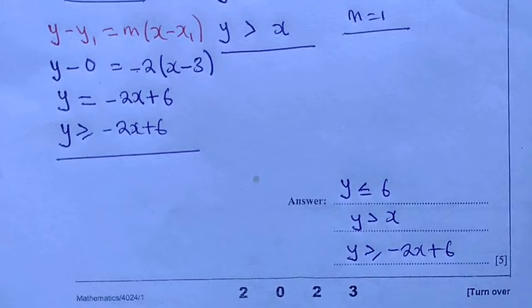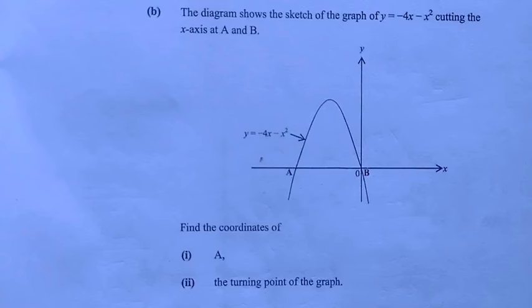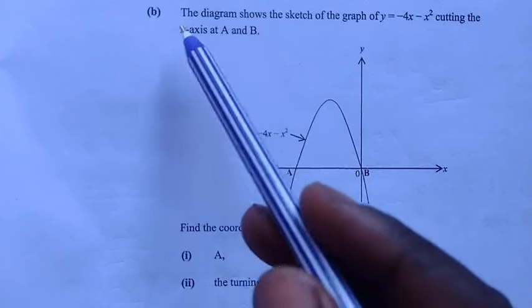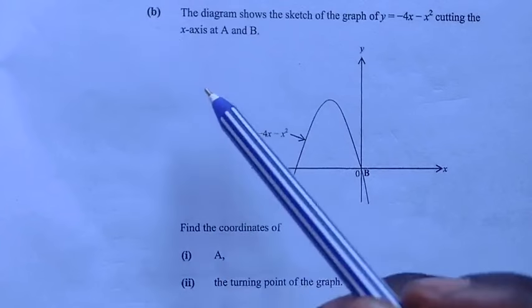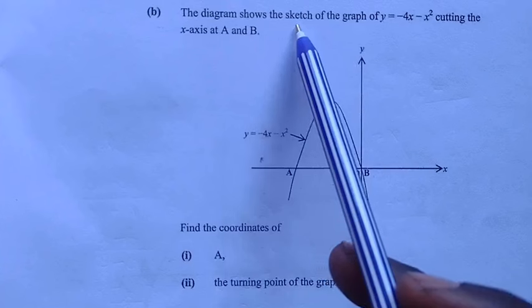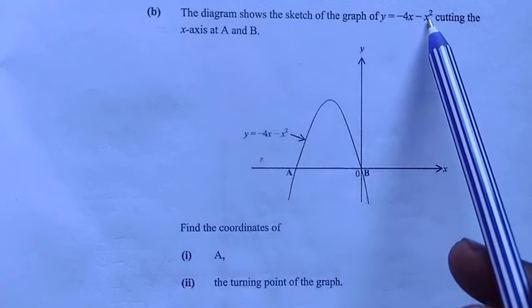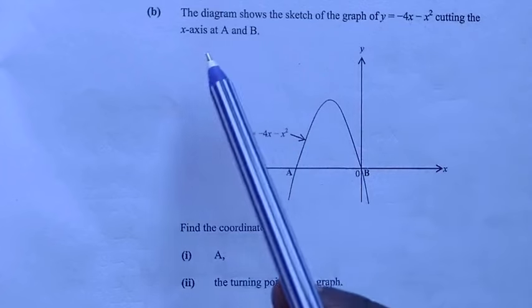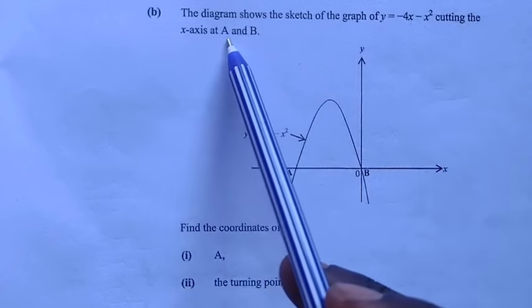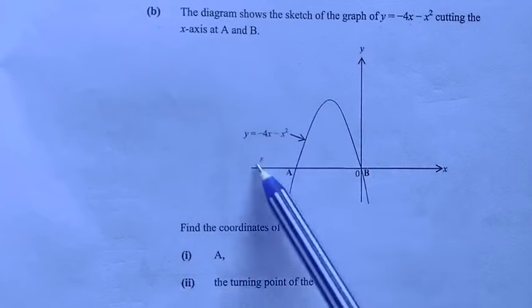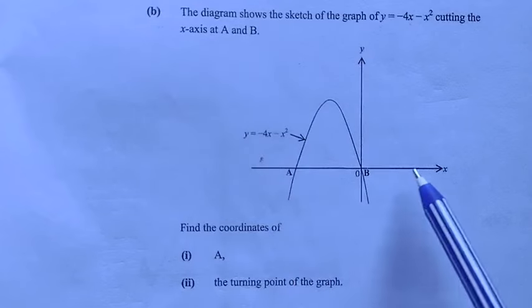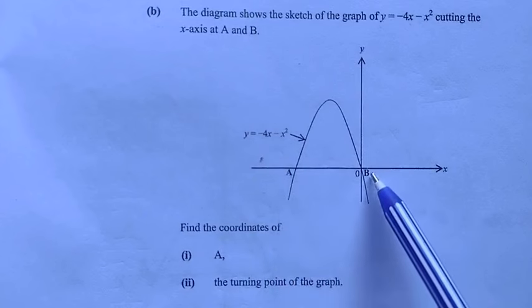So let us now look at our question 22. All right, so this is our question 22b right here. The diagram shows the sketch of the graph y is equal to negative 4x minus x squared, cutting the x-axis at A and B. So this is the graph, which is cutting the x-axis at the points A and B.